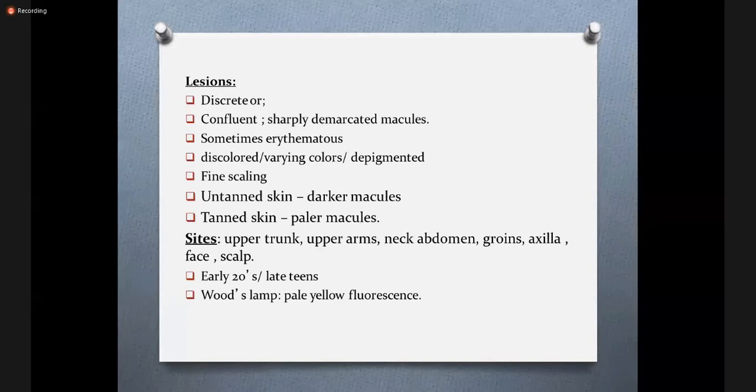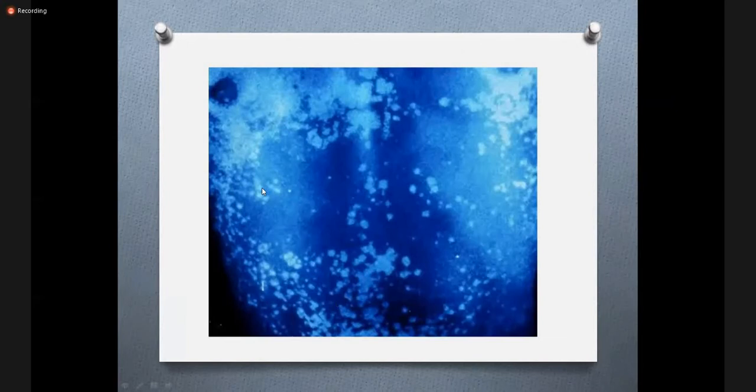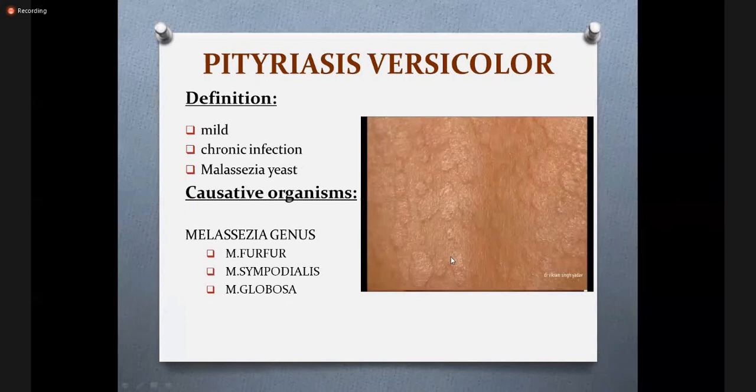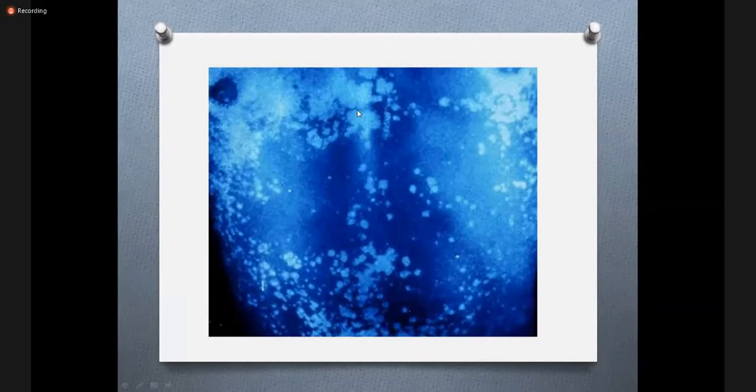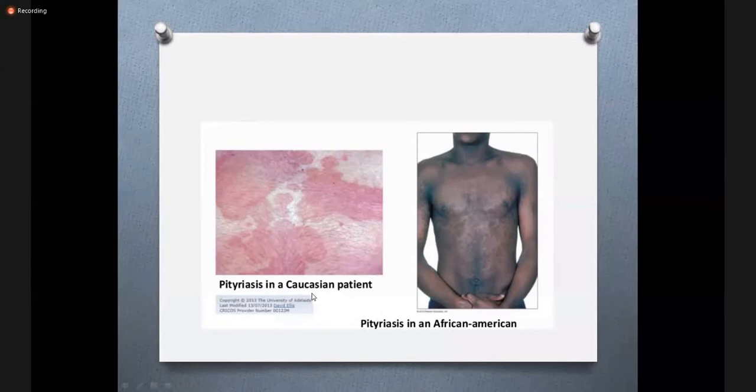Okay, Wood's light examination produces pale yellow fluorescence. This is the view of the Wood's light examination. Okay, normally it presents like this. Now under Wood's light examination, these macules fluoresce and give a pale yellow color. Okay. In Caucasians, it presents as erythematous, while in Africans, it presents as hyperpigmented macules.